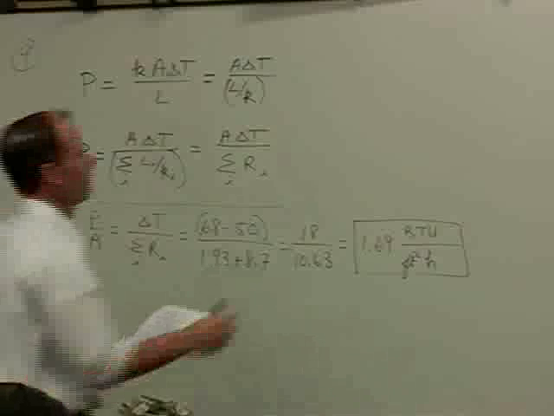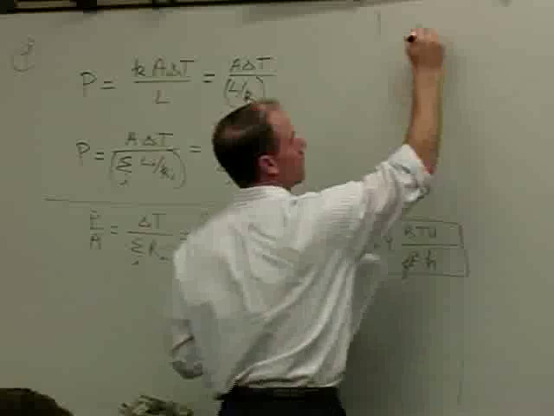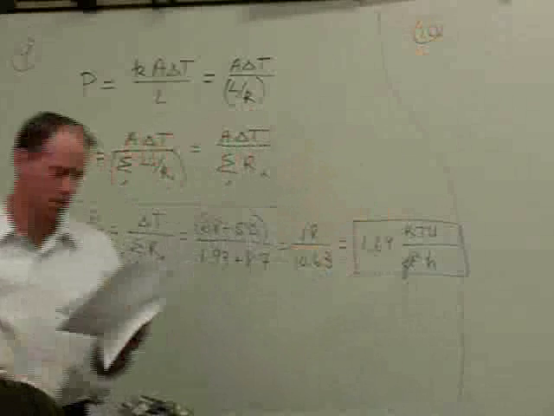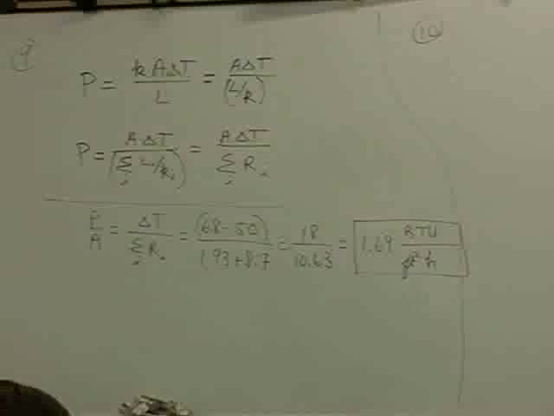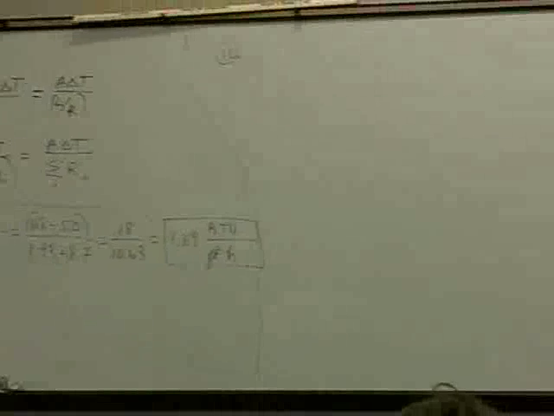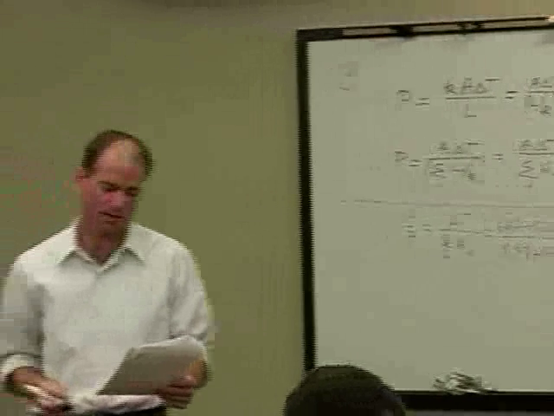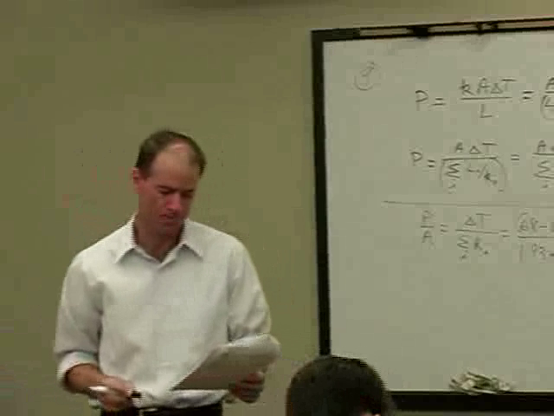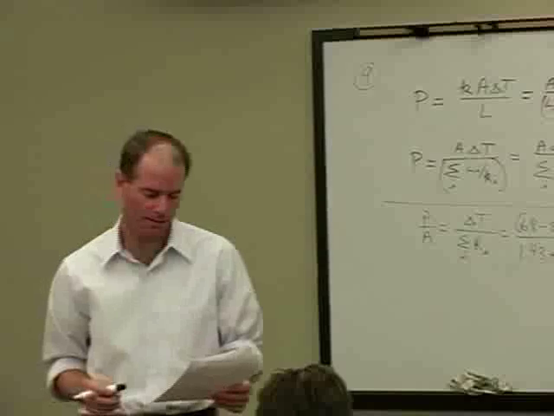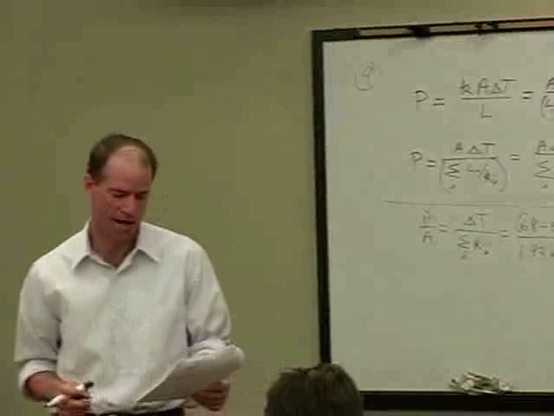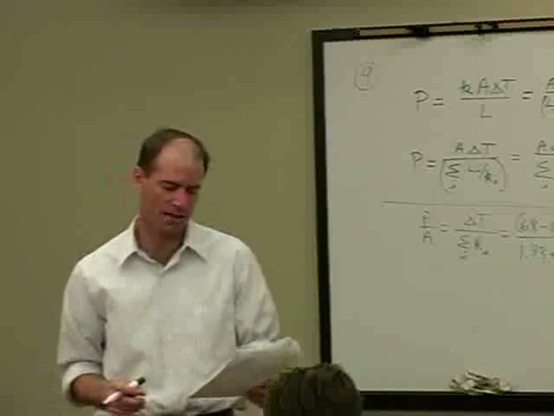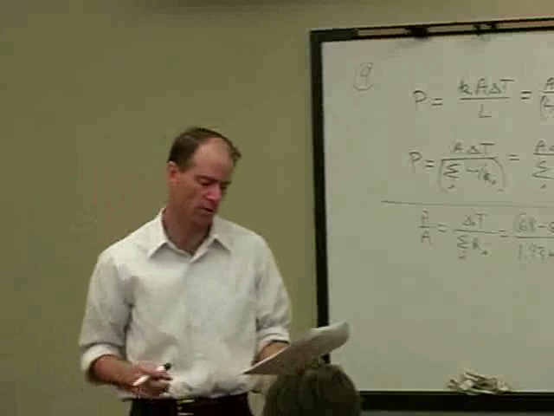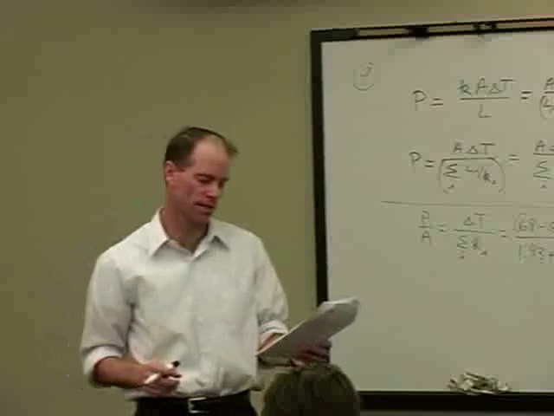Problem number 10. A cup of coffee is enclosed on all sides in an insulated cup, 1 centimeter thick, in the shape of a cube, 10 centimeters on the side. Well, that's nice. The temperature of the coffee is 95 degrees Celsius, and the temperature of the surroundings is 21 degrees Celsius. Find the rate of heat loss in joules per second due to conduction if the thermal conductivity of the cup is 2 times 10 to the minus 4 calories per second per centimeter per degree Celsius.